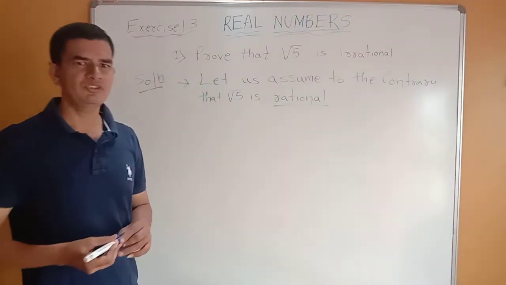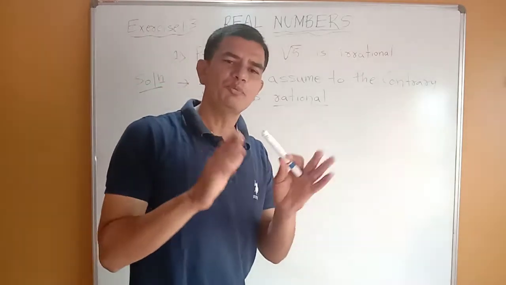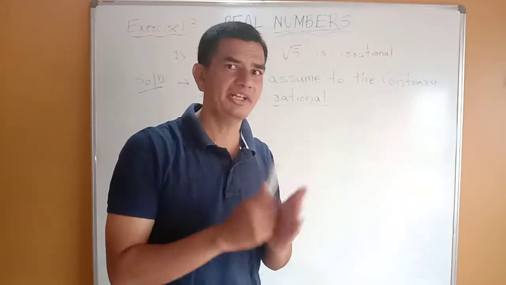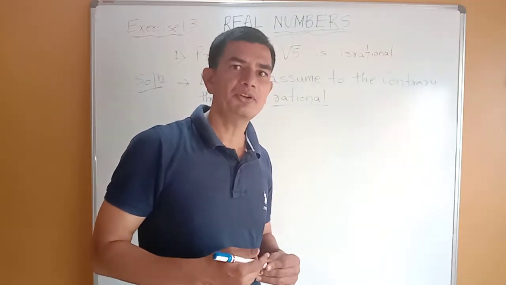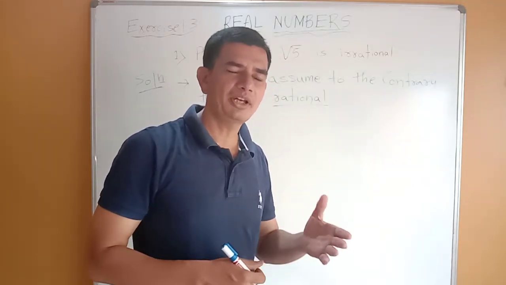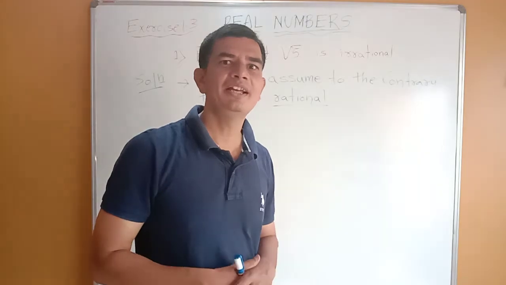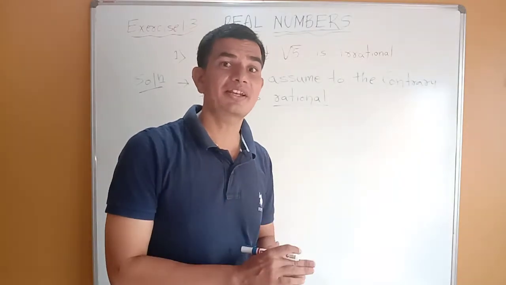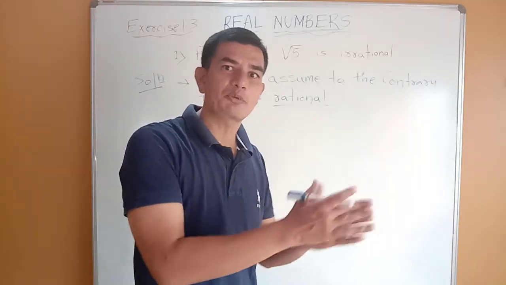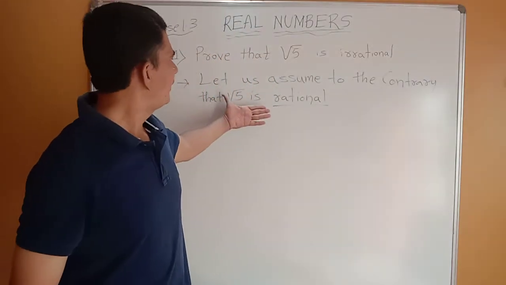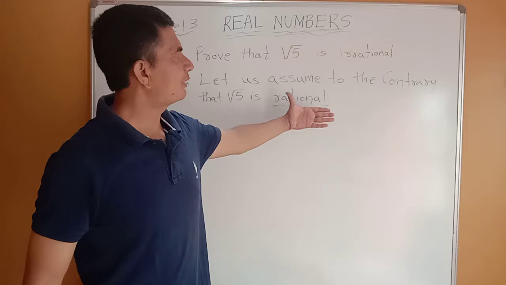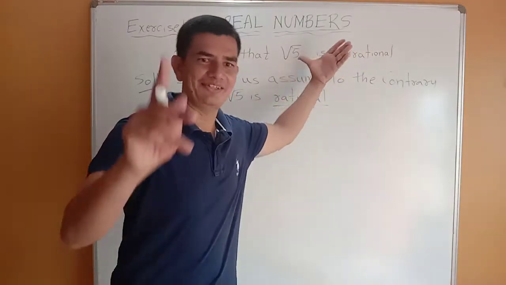Now you have to assume the contrary. Sometimes if you see an animal in the dark night, I will say it is a dog, then you will say it is a cat. That is the contrary. After that, if you confirm, you can find out which animal it is. Like this, we assume it is rational, but we have to prove it is irrational.